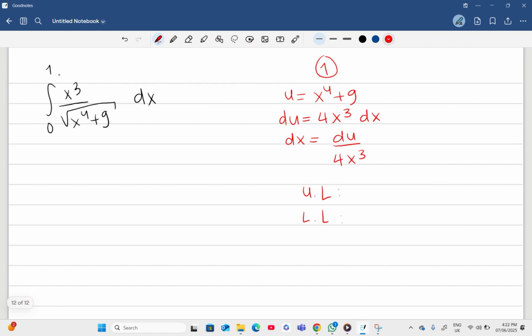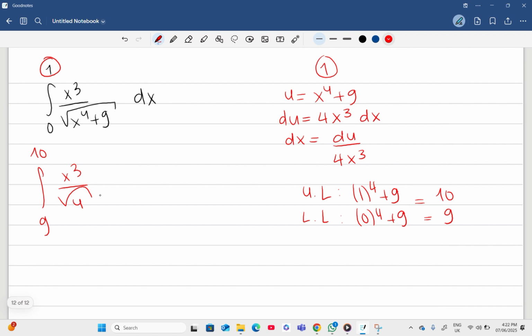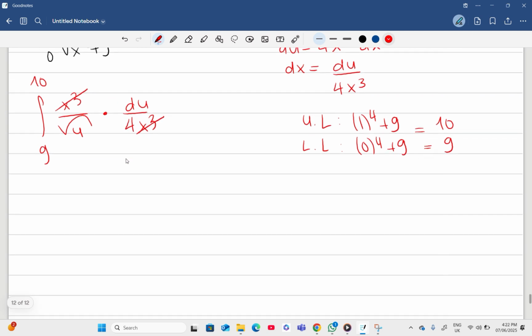My new upper limit is basically just getting the upper limit here, 1, and substituting it into u. So 1 to the power of 4 plus 9, and for the lower limit 0 to the power of 4 plus 9, which is going to give me 10 and 9. So these are my new limits. So now when I rewrite my integration, I'm going to have, from 9 to 10, x to the power of 3 over radical u multiplied by my dx, which is du over 4x to the power of 3. Now I know my x to the power of 3 and 4x to the power of 3 are going to cancel. I'm going to be left with the integral from 9 to 10 of 1 over radical u.